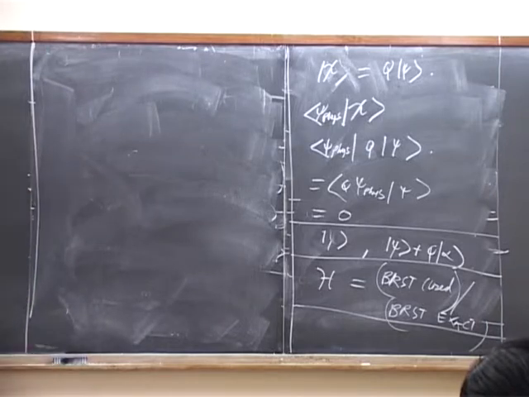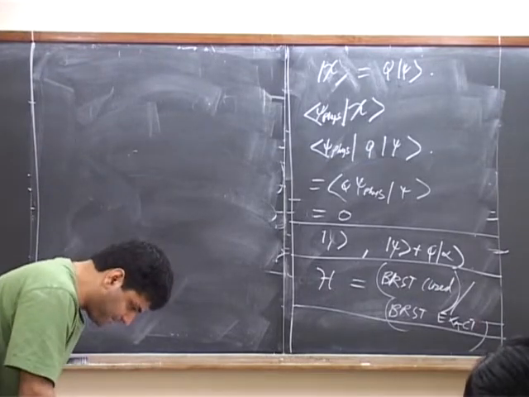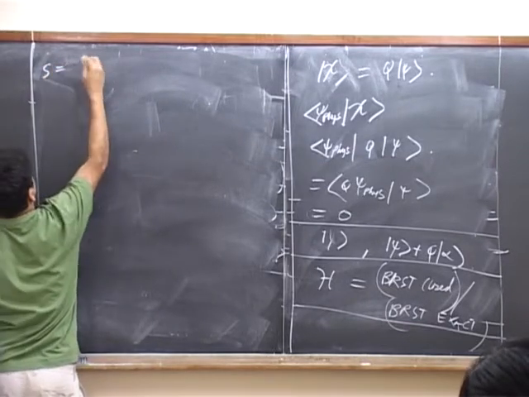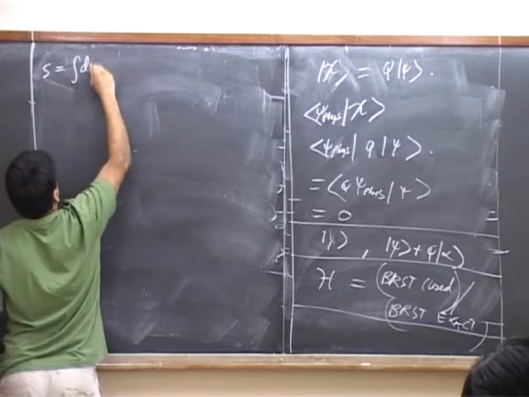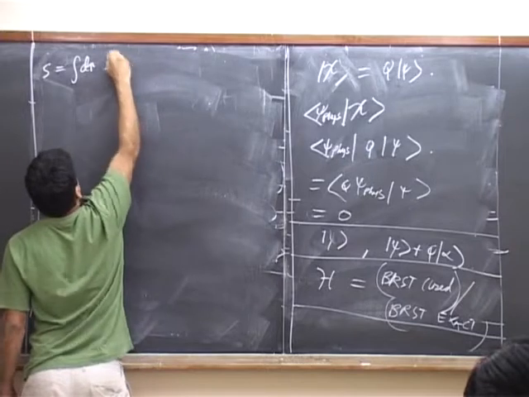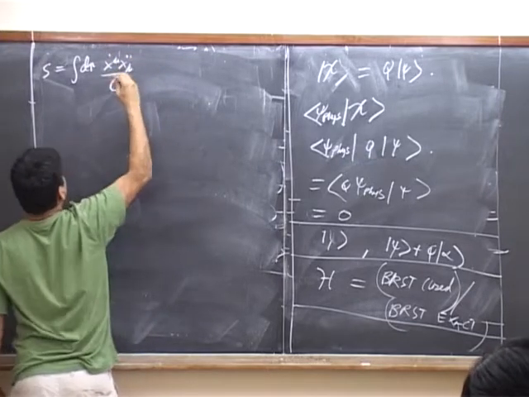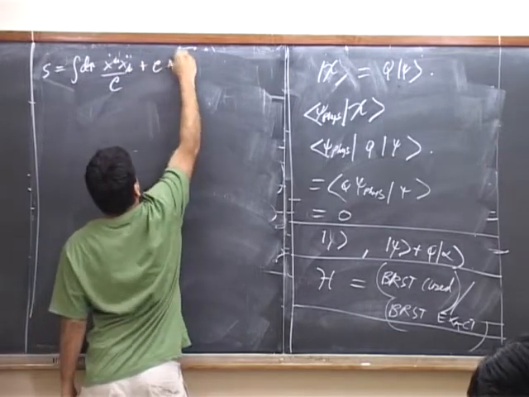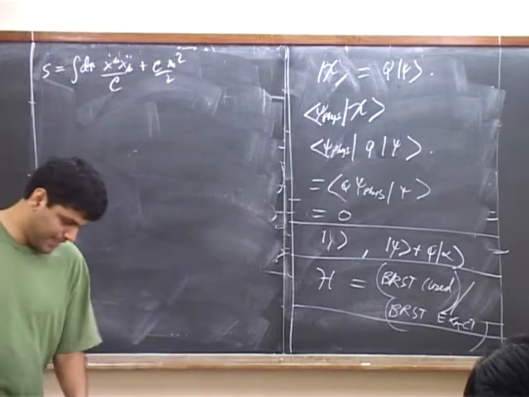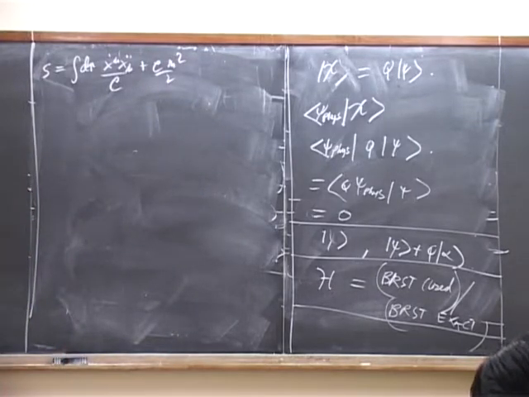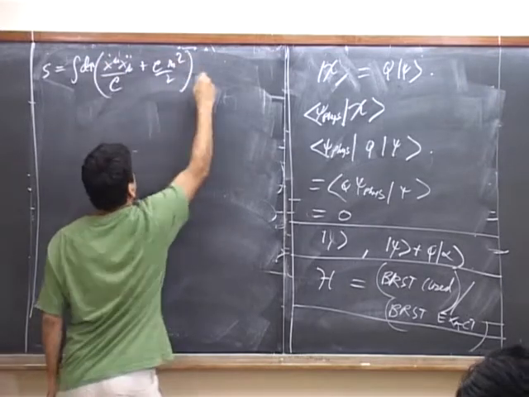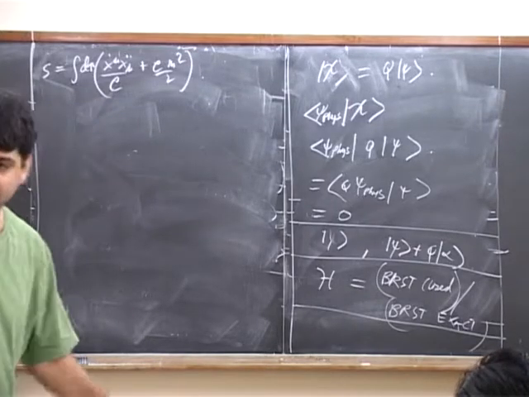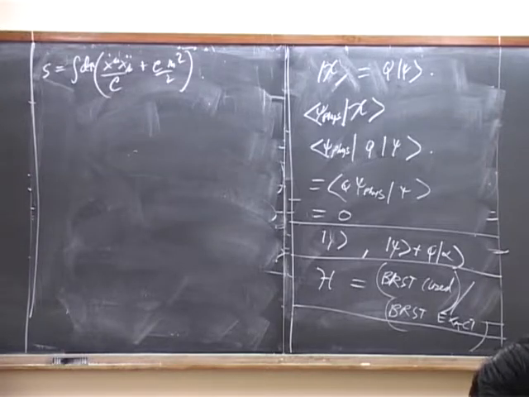Okay, so let me look up all the signs. Let's remember what the action for the point particle was. S was equal to ∫dτ (ẋ^μ ẋ_μ / E + m² E). In the first two lectures of this course, we wrote down an action for the point particle, which, when continued to Euclidean space, takes this form.